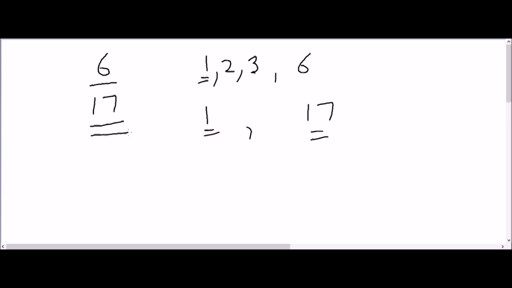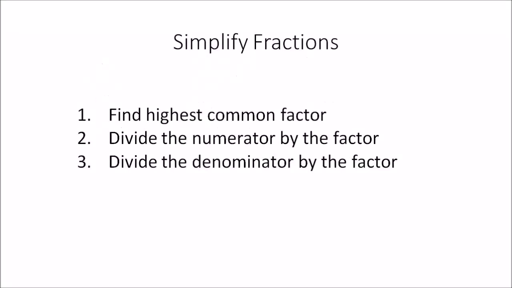We cannot simplify it just because there's no common factors besides just the 1, and 1 doesn't really change the numbers, the 6 and 17. If you divide it by 1, it's the same. You still get 6 and you get 17. So in these situations where you are not able to find common factors, you can't simplify that fraction. So just to recap, you can easily simplify fractions by using this 3-step process. Number 1, find the highest common factor that belongs to both the numerator and the denominator. Then divide the numerator by this factor, and lastly divide the denominator by the factor, in order to simplify a fraction.